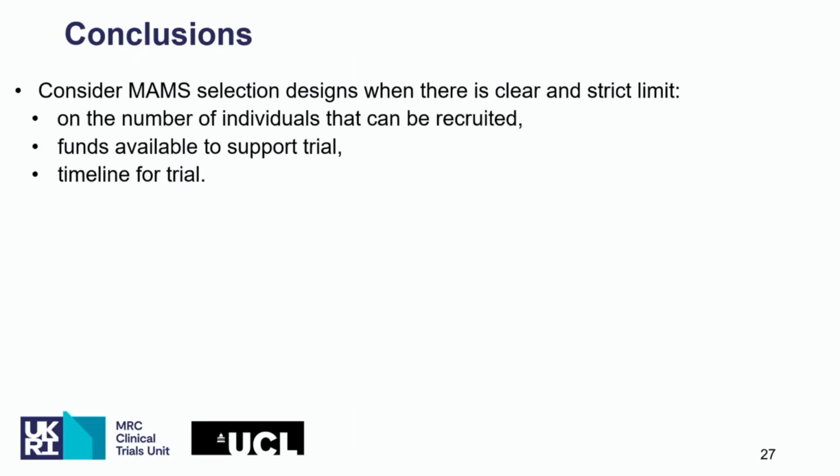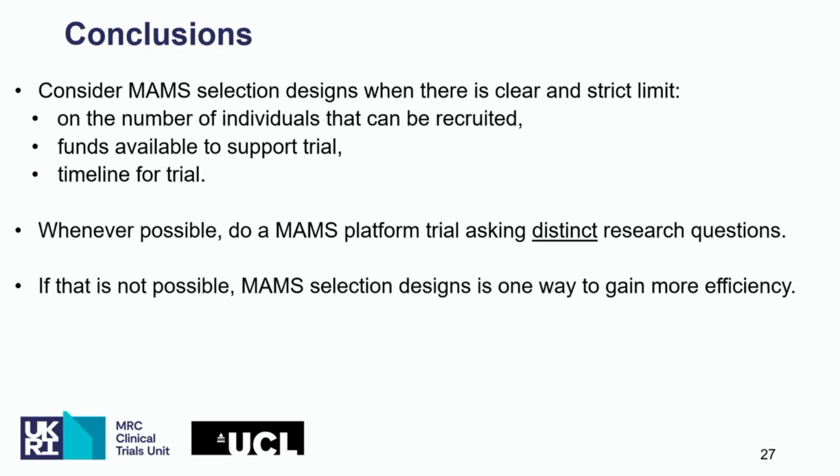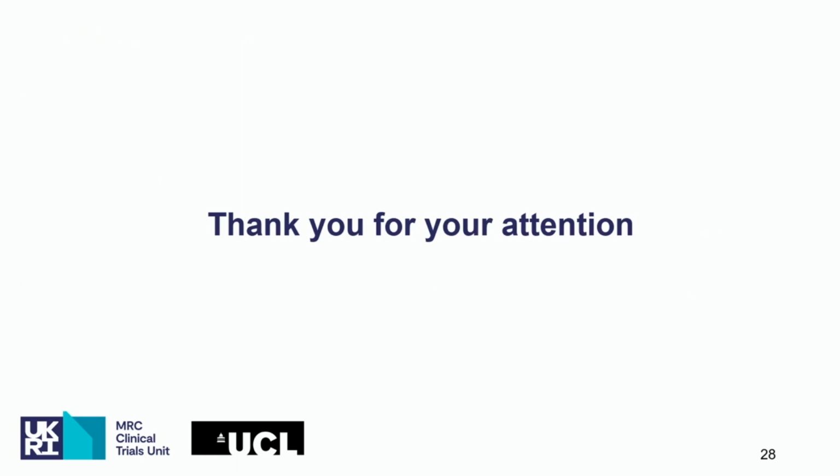So the overall conclusions, as Max has already mentioned: consider a MAMS selection design when there is a clear and strict limit on the number of research arms, the number of individuals that can be recruited, funds available, or the timelines. Whenever possible, do a MAMS platform trial addressing multiple distinct research questions. And if that is not possible, a MAMS selection design is one way to gain some efficiency. Thank you very much for your attention.